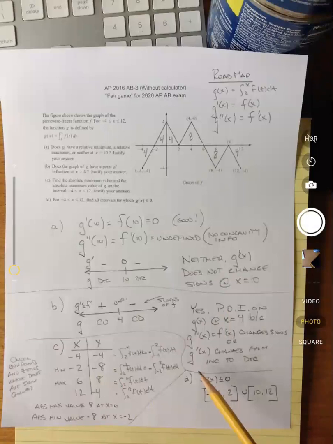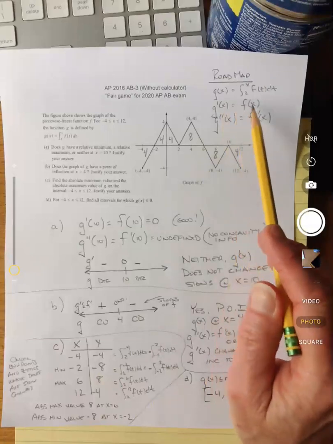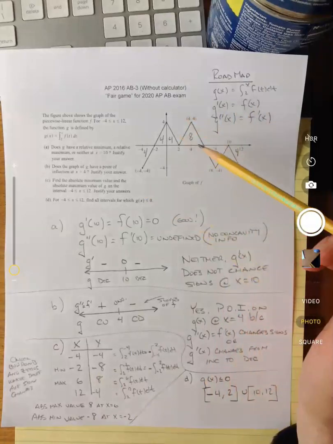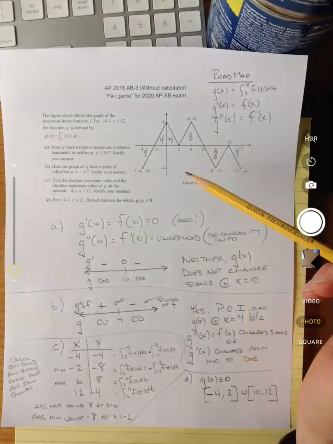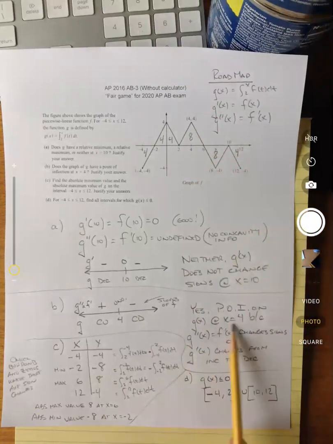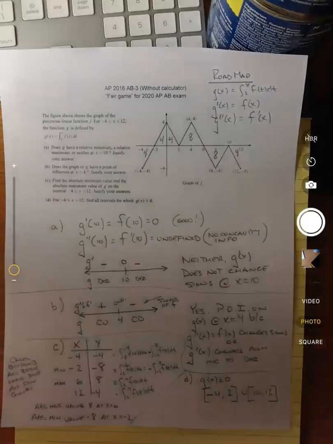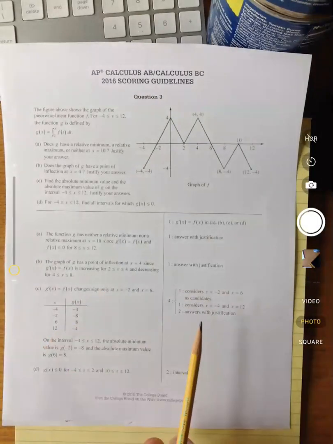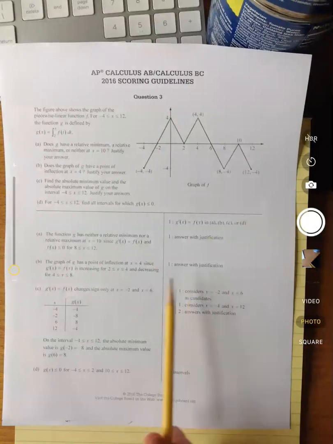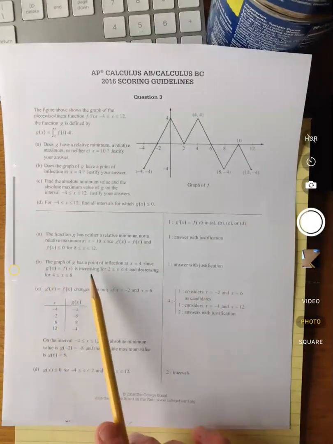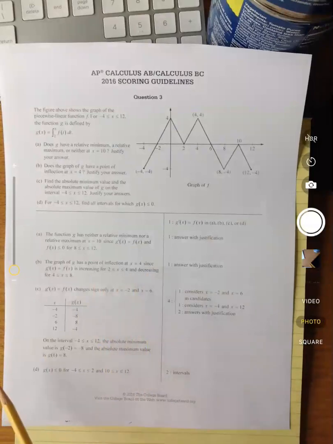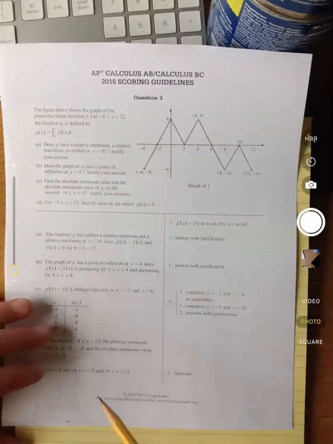Or you could say that G prime changes from increasing to decreasing. Now remember, G prime is the graph of F, and the graph of F goes from increasing to decreasing. So you could say that as well. I like this justification, but either works. And if you read the scoring guide, this is also worth 1 point. It does have a point of inflection because G prime, which equals F, is increasing and then decreasing within those intervals.